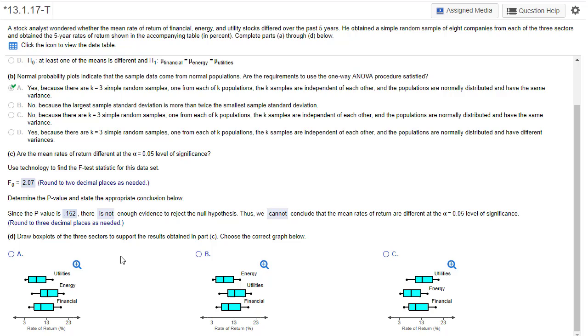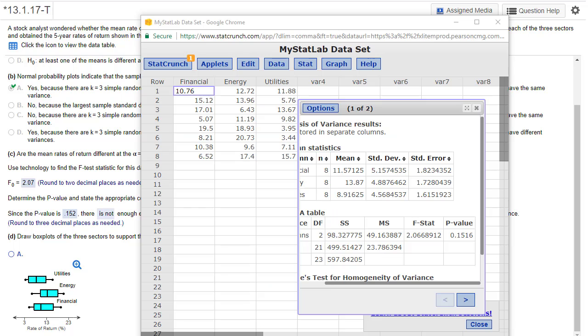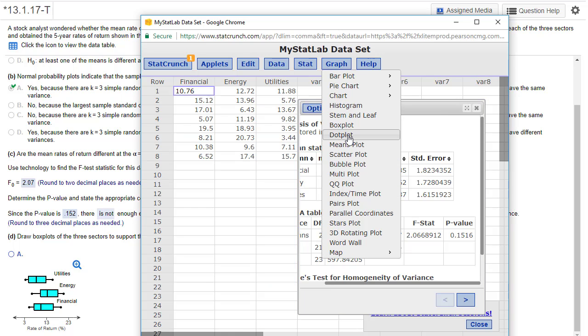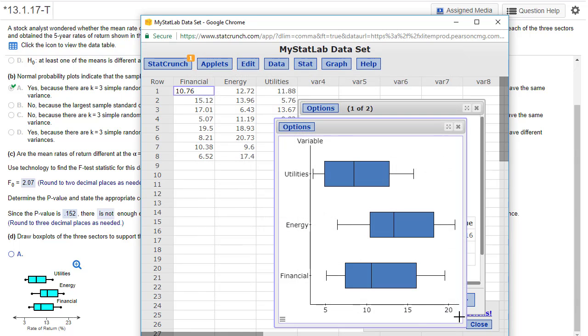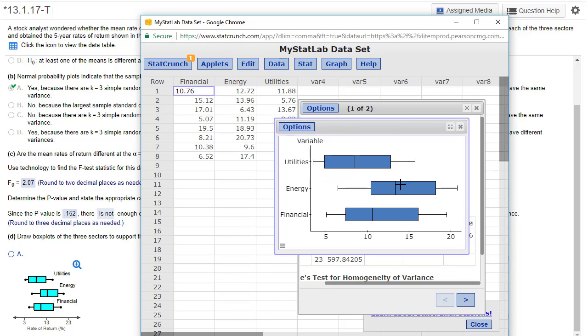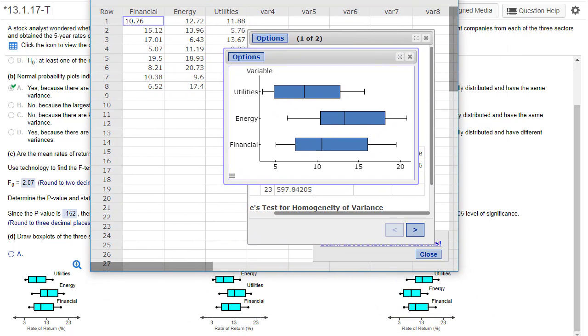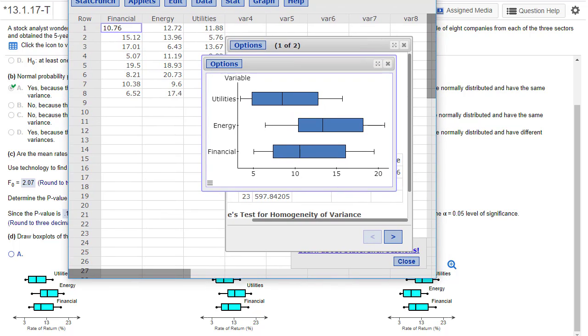Okay, we've already seen the box plot. I did that for you in StatCrunch. So draw the box plots of the 3 sectors to support that. And again, let me redo that. So graph, box plot. Select all of them. Use fences, draw horizontally just to match it up with what they did. And then let's move this up a little bit so we can see all of them.